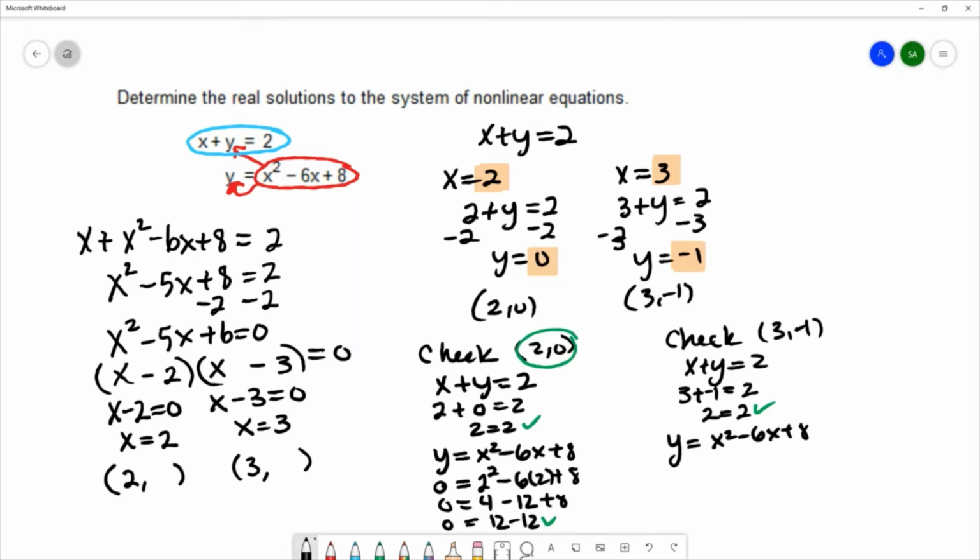If I substitute that ordered pair, it would be -1 equals 3 squared minus 6 times 3 plus 8. -1 equals 9 minus 18 plus 8. 9 minus 18 would be -9. Plus 8 would be -1. So that is also true, and we have another solution to that system. So the solutions to our system of equations, these are nonlinear equations, are 2, 0, and 3, -1.